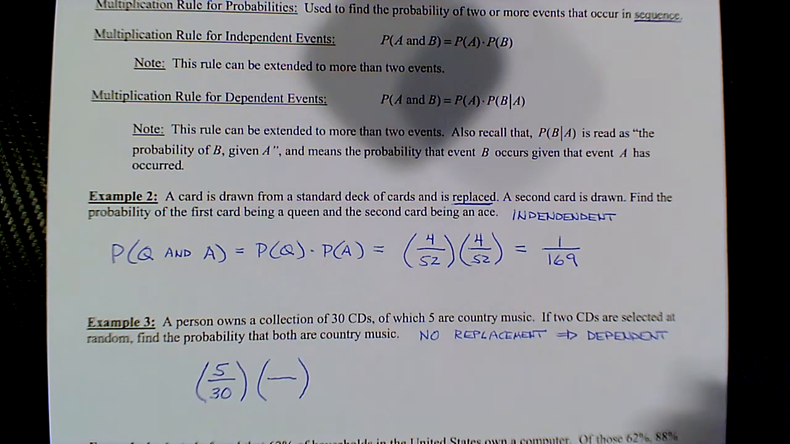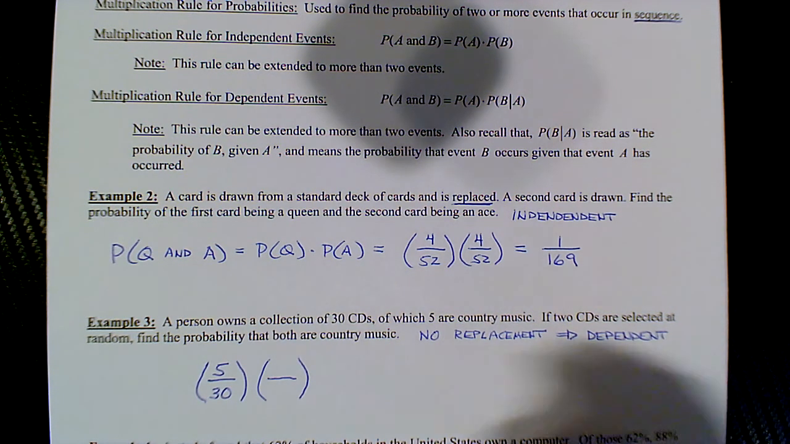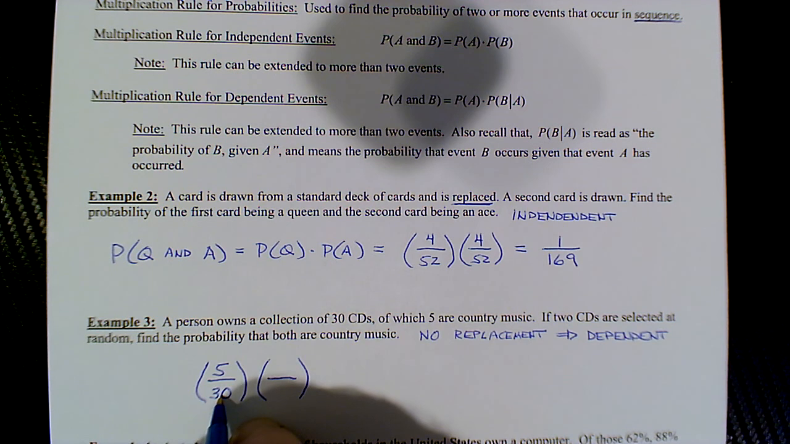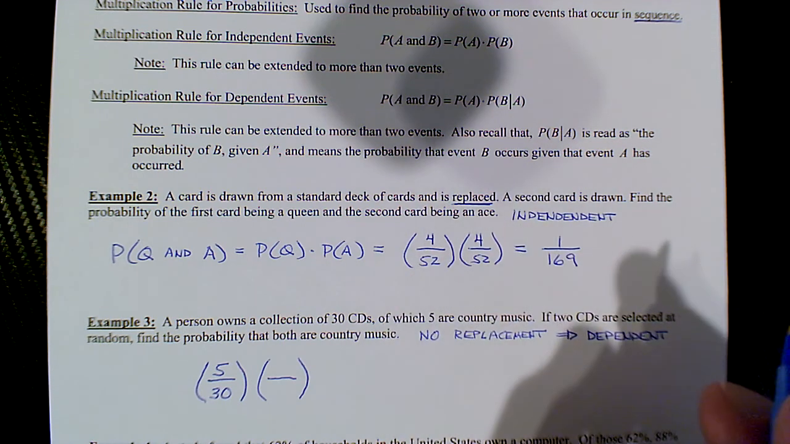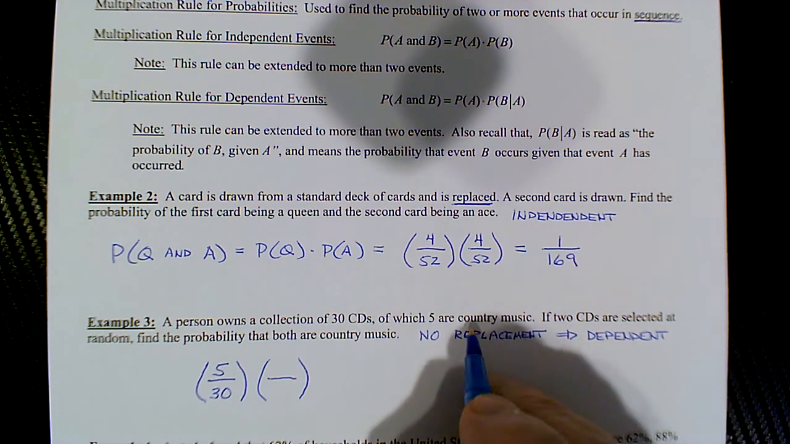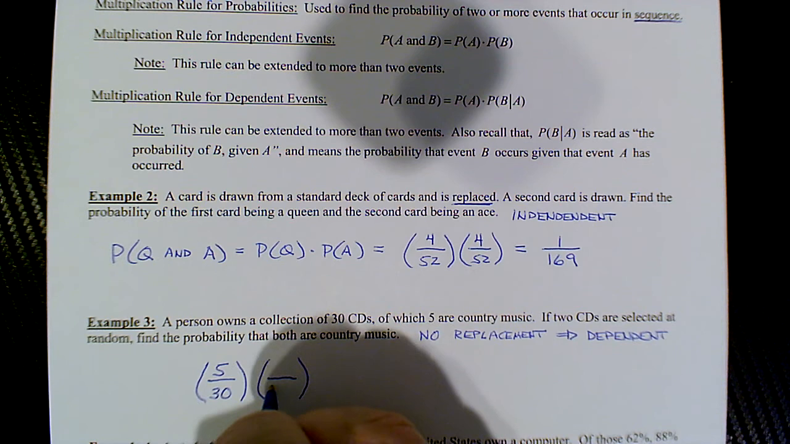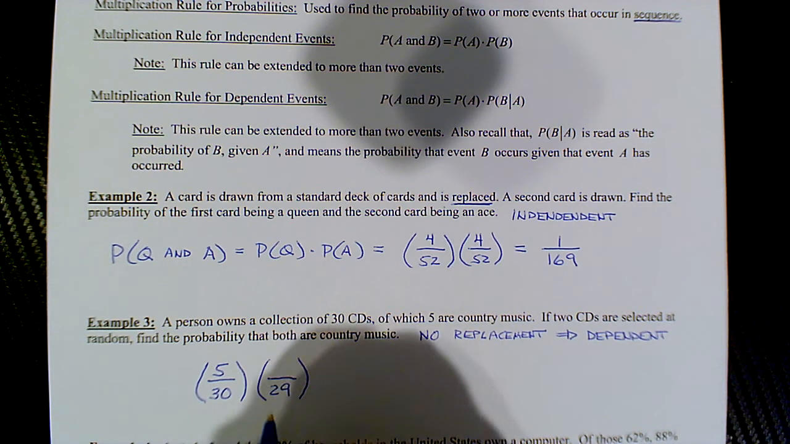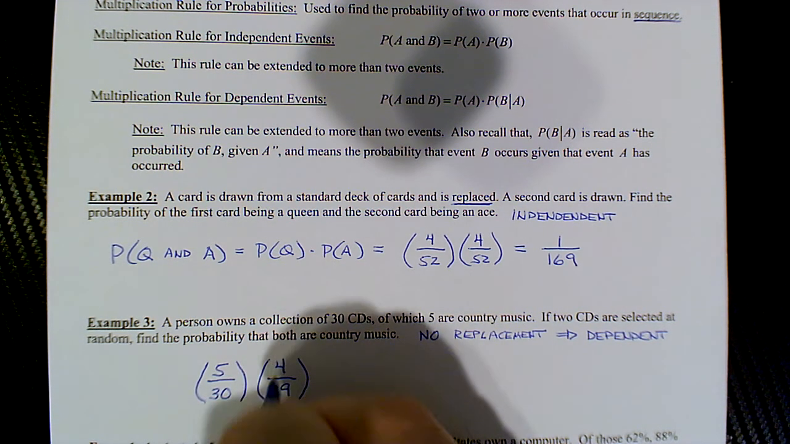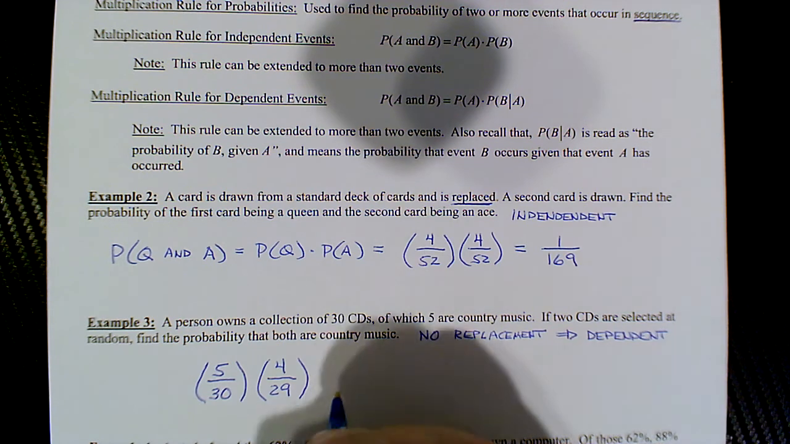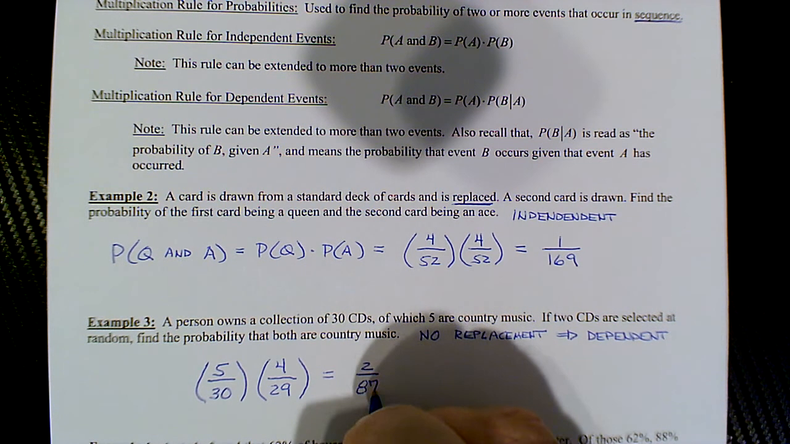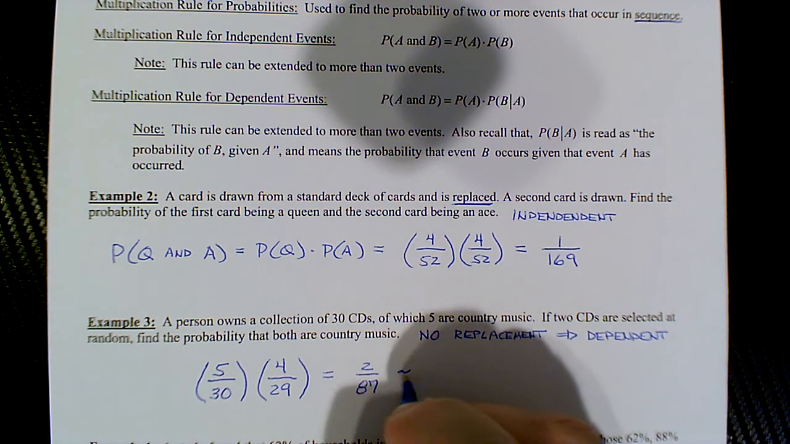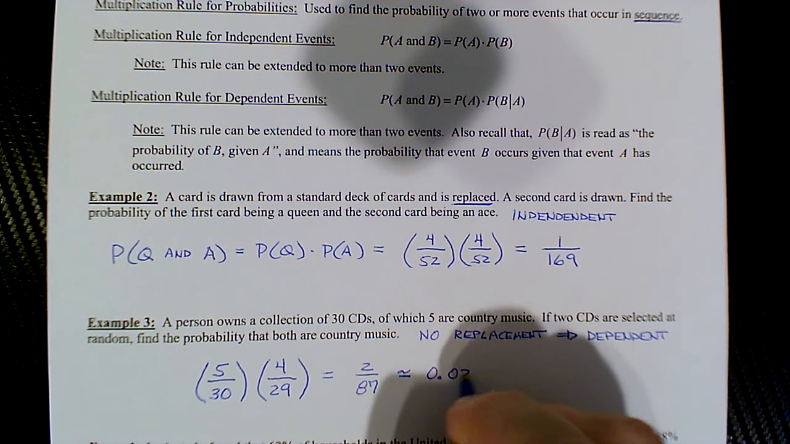But then we're drawing a second one without replacing that. And this is where we have the multiplication rule for dependent events. If we took that one CD out that was country music, there are now 29 CDs to choose from, and only 4 are country music. And if you multiply that out as a fraction, it comes out to 2 out of 87, and approximately as a decimal, 0.023.